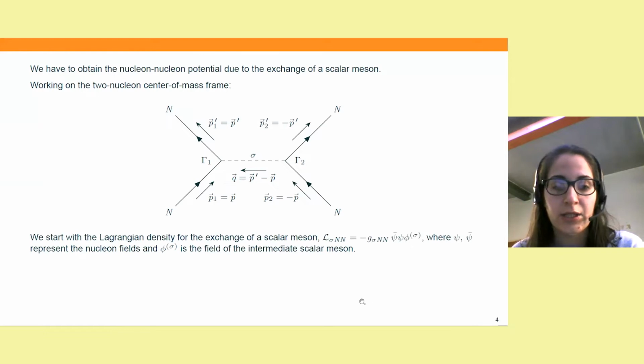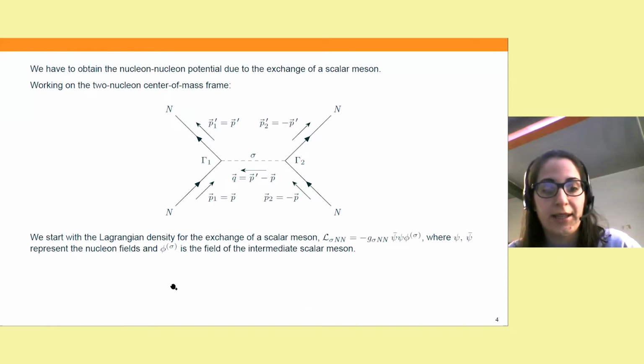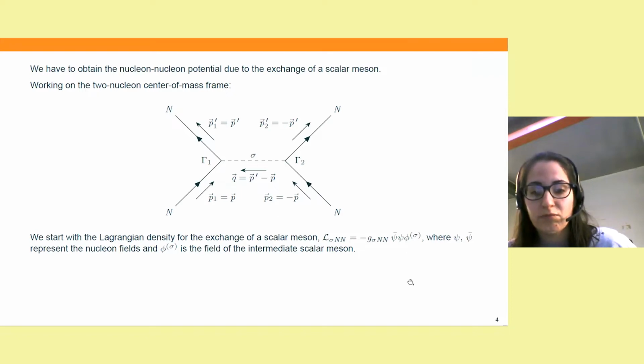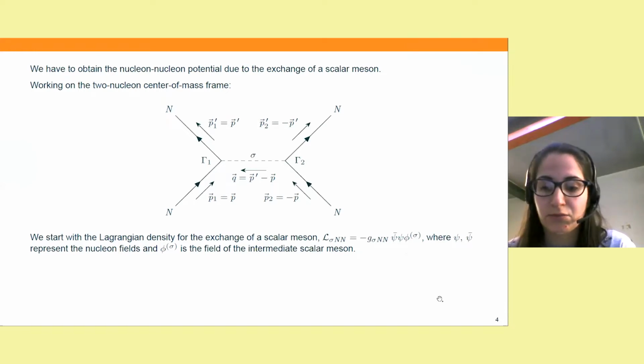Okay. So how do we start? We start by writing down the Lagrangian density of the exchange meson, which is given by this expression here. It is minus the coupling of the scalar meson to the nucleons times the fields psi prime psi, which are the incoming and outgoing nucleons, and this field of the scalar meson. Okay. Any questions here? So what is the next step that we have to do?